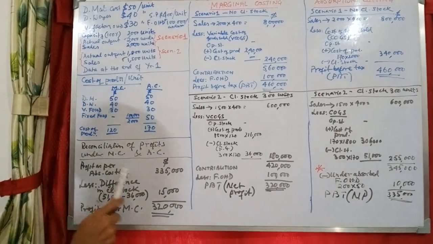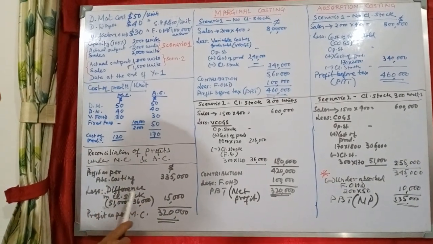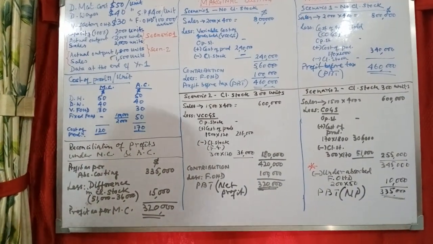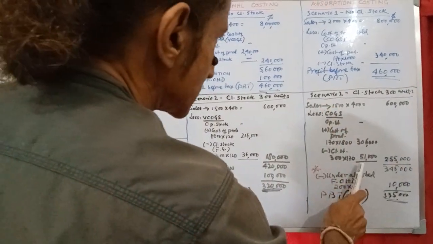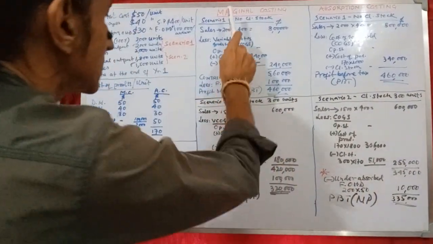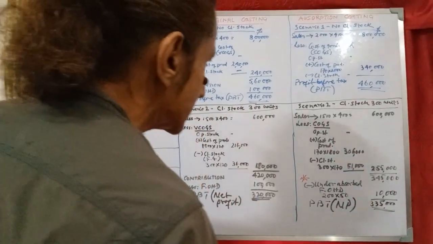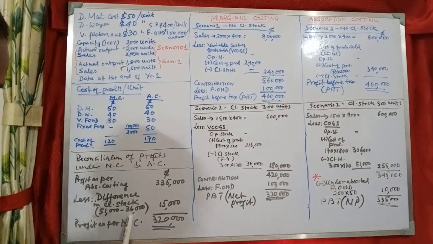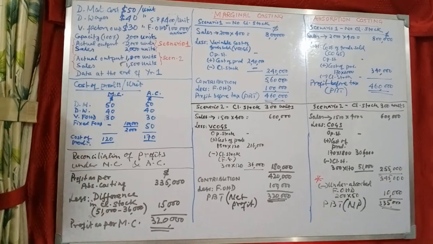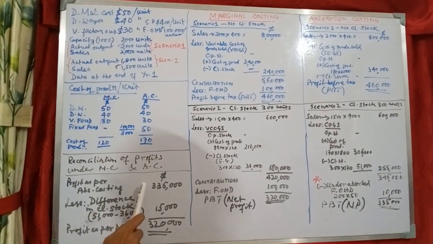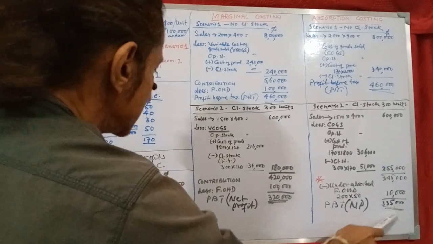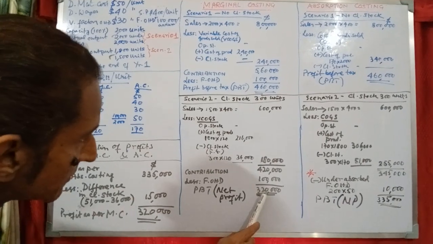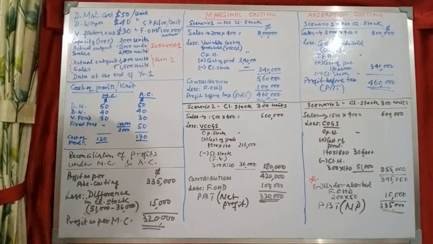So here we start from profit as per absorption costing, that is 335,000, and from there, remember, we deduct difference in closing stock. And what is the difference in closing stock? Closing stock as per absorption costing is 51,000 and closing stock as per marginal costing is 36,000. So the difference is 51,000 minus 36,000, that gives us 15,000. So we deduct this difference from profit as per absorption costing, that is 335,000 minus 15,000, and we get exactly the profit as per marginal costing, 320,000. Correct?